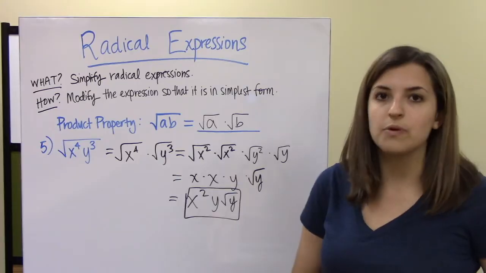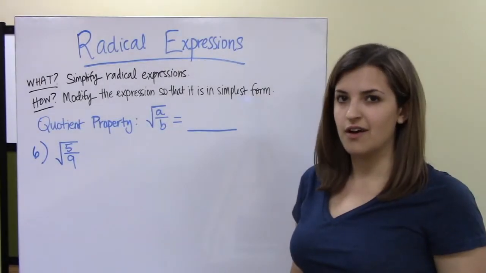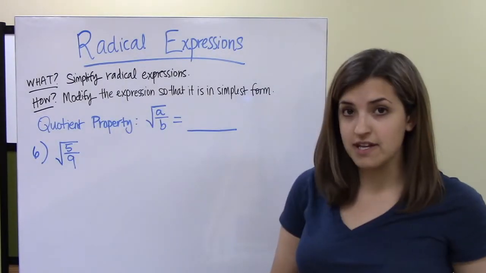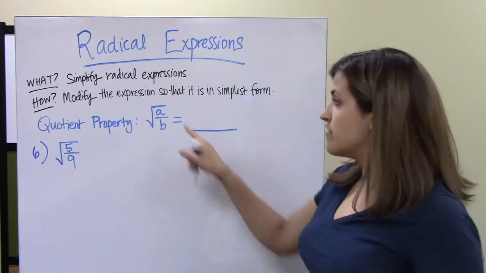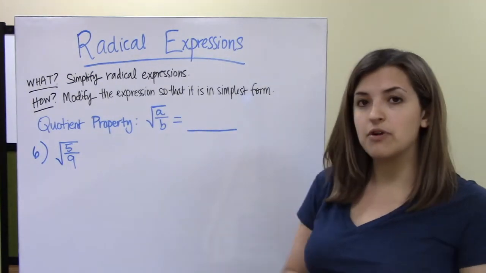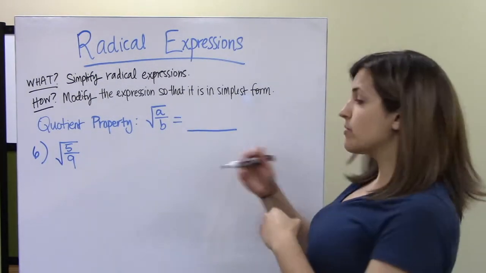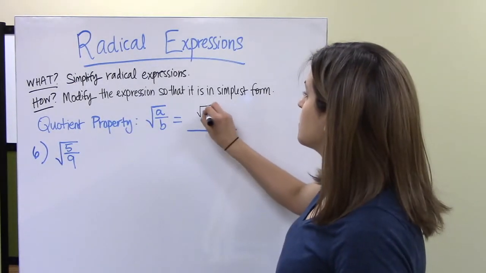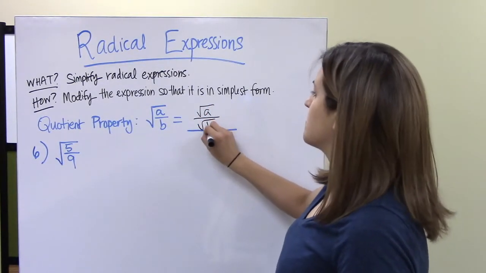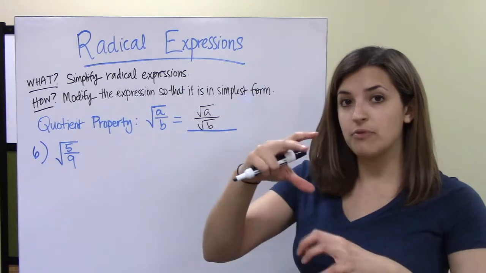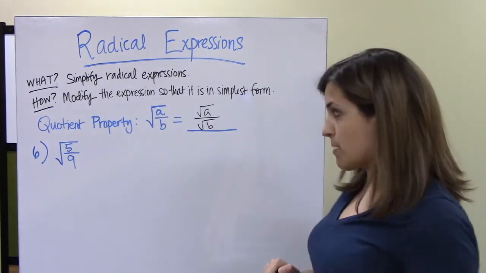All right, let's learn one more property. Okay, the quotient property tells us that the square root of a over b, or the square root of a number over another number, can be separated out into the square root of a over the square root of b. So we kind of separate those like we did with the product property.